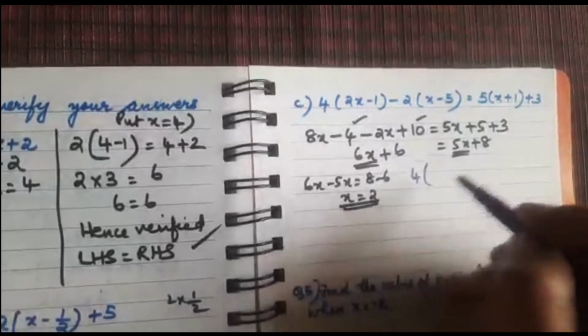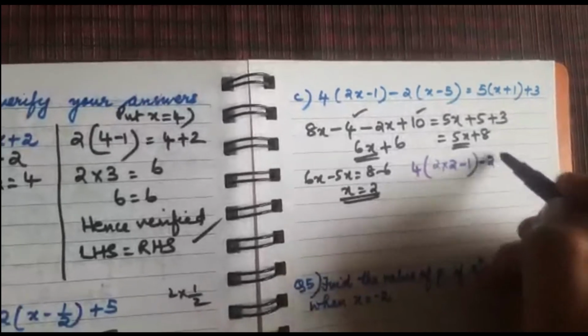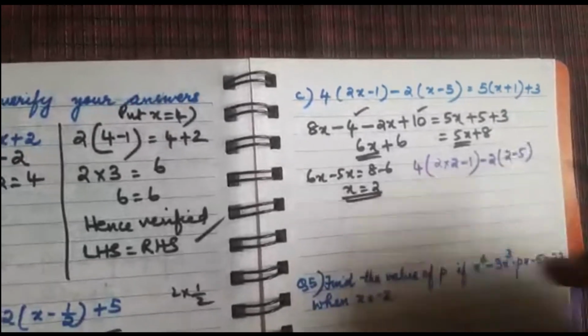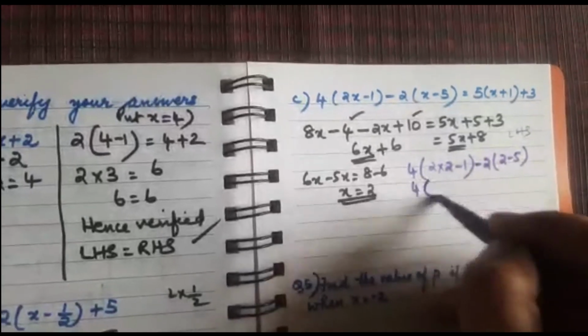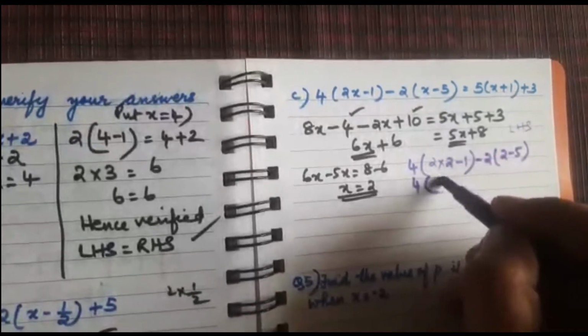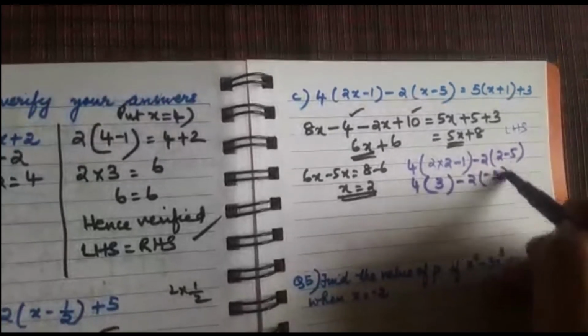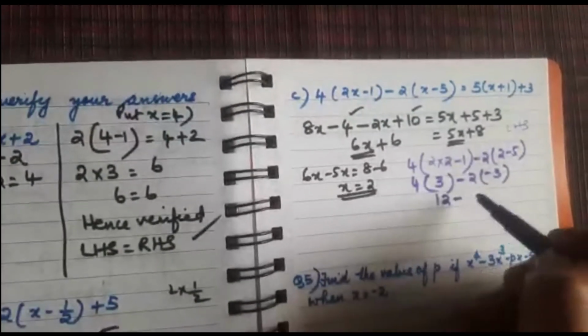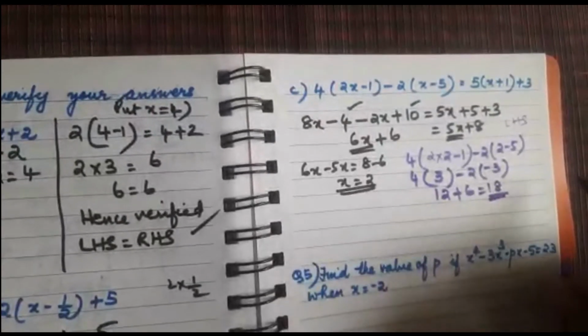So 4 into 2 into 2 minus 1 minus 2 into 2 minus 5. First LHS we will solve. So it is 4 into 2 into 2, 4. 4 minus 1, 3. Minus 2 into this is minus 3. So it is 4 3s are 12, minus is plus 2 6, that is 18. So you got it as 18 here.